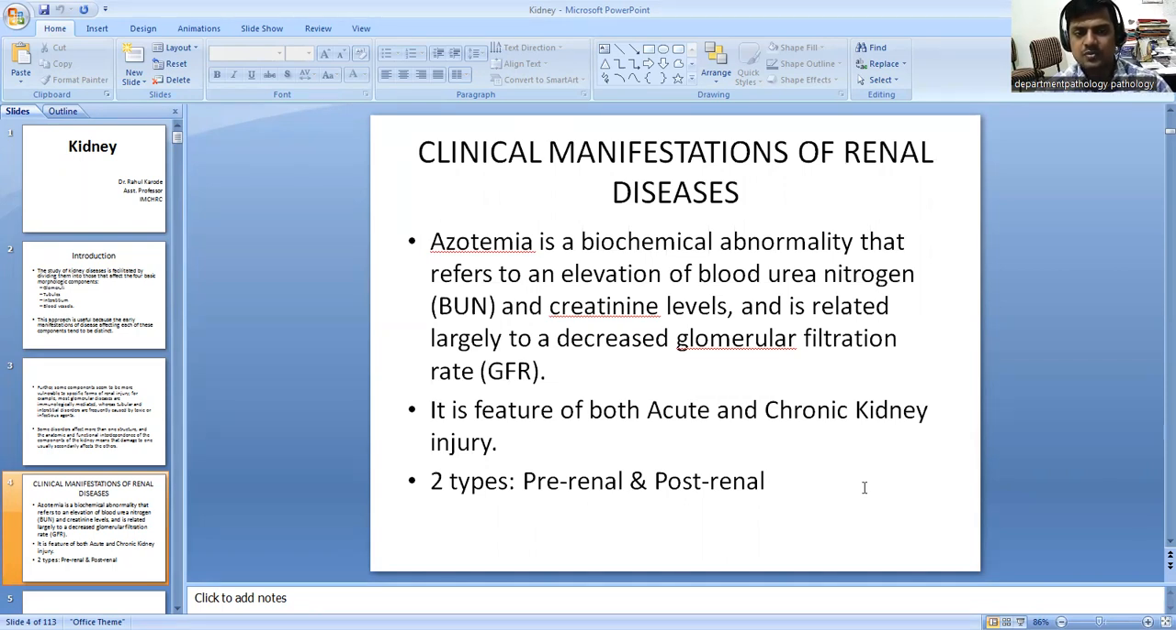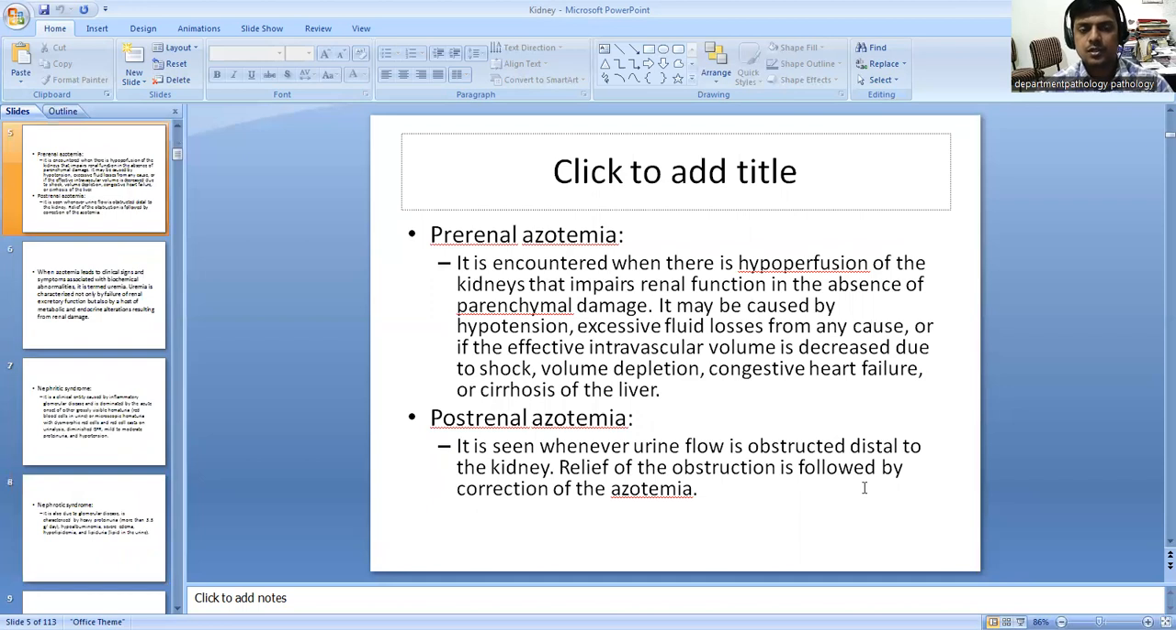There are two types of azotemia. Number one is pre-renal azotemia and the second is post-renal azotemia. First we will discuss pre-renal azotemia. It is encountered when there is hypoperfusion of the kidneys that impairs renal function in the absence of parenchymal damage.